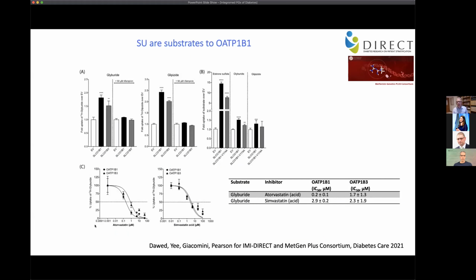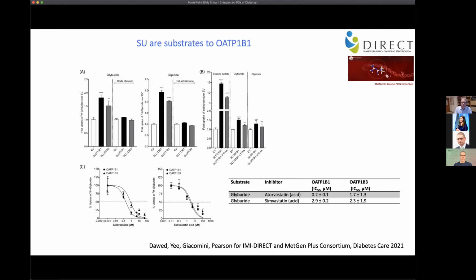What Kathy Giacomini and Sook Wah Yee did was then undertake some expression studies. They expressed these channels. So the gene is SLCO1B1, the transporter is OATP1B1. They expressed these in oocytes and looked to see whether or not they transport sulfonylureas. And that's exactly what we show. SLCO1B1 and B3 transport glyburide here, or glipizide, and that's inhibited by rifampicin, which inhibits the transporters.